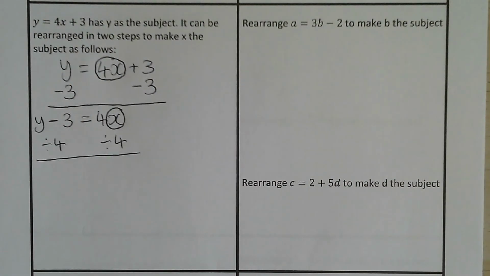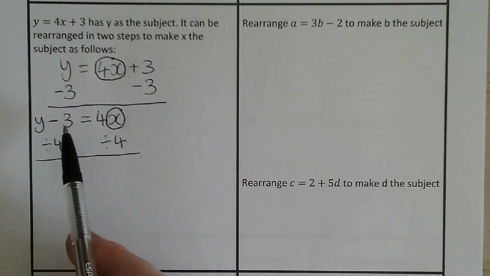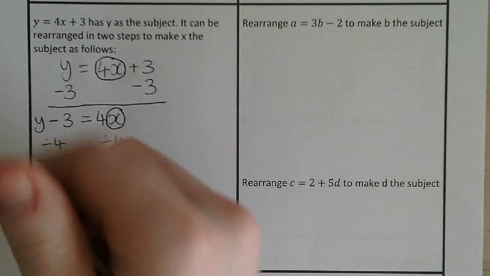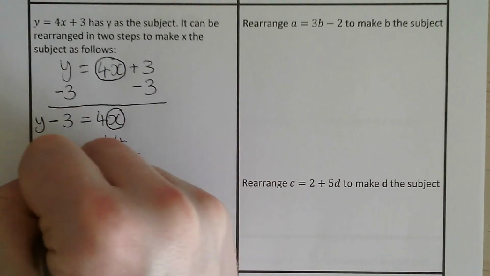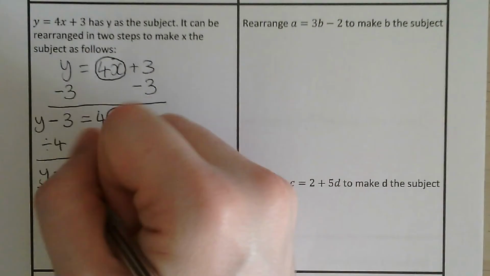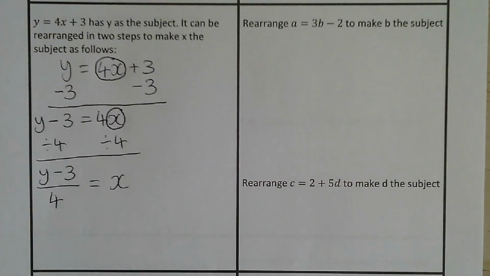Well, here we have a problem because we need to divide y and minus 3 by 4. Well, we can't do y divided by 4, and 4 doesn't go into minus 3 nicely. So just like earlier, when we have a division that we don't feel comfortable with, we can write it as a fraction. That is y minus 3 all divided by 4, and that equals x. Because x is isolated by itself, that means it's now the subject. Have a go at the 2 questions on the right hand side and then check your answer.